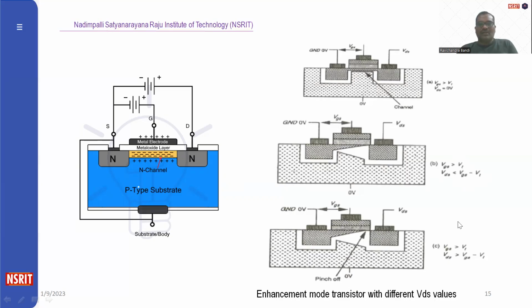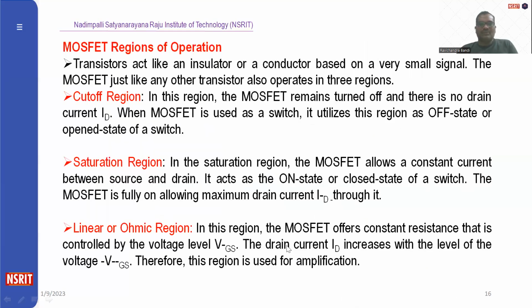So after the pinch off of the channel, a constant current will pass between source and drain. This is the cutoff region operation. This is the non-saturation region operation. This is the saturation region operation. The MOSFET regions of operation we have already discussed.